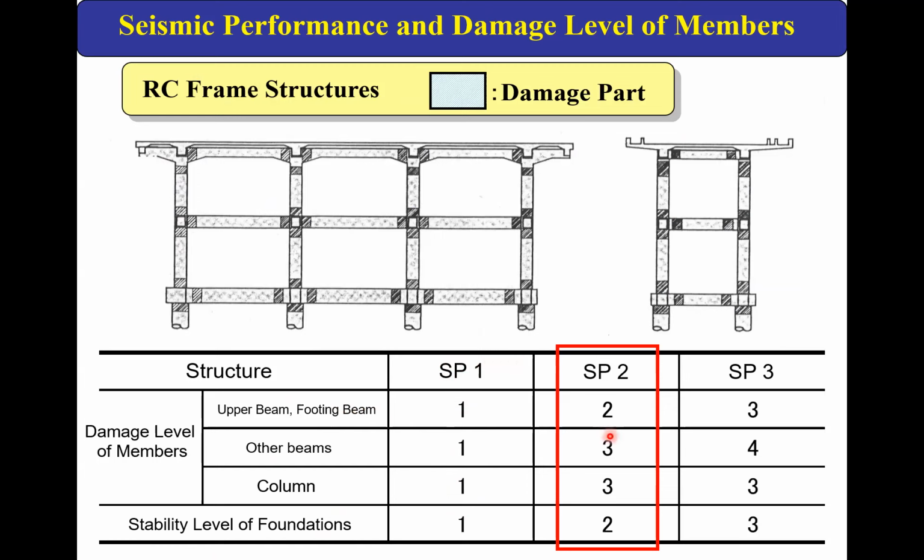Okay. Then, what about seismic performance 2? In a very big earthquake, this railway viaduct will be damaged. This is a rigid frame structure, so damage will be concentrated on the hinge part here, like that. Sorry, this hatched part. The color is a bit different.